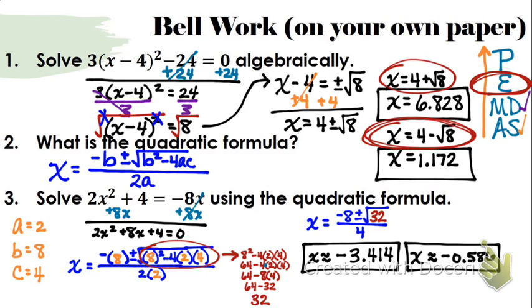If we get a positive number underneath, we're going to add something and subtract something. So we would have 2 answers. What about if I get a negative underneath the radical? You can't do the square root of a negative.